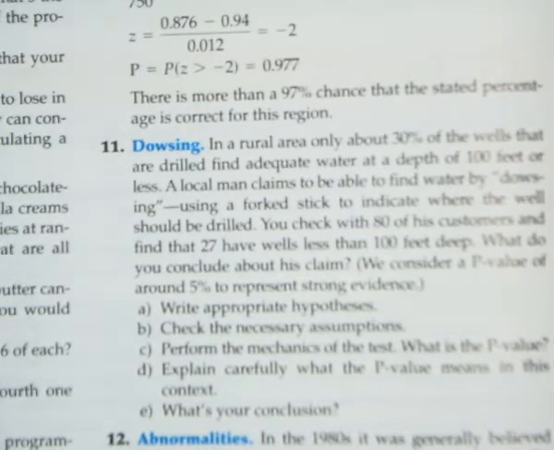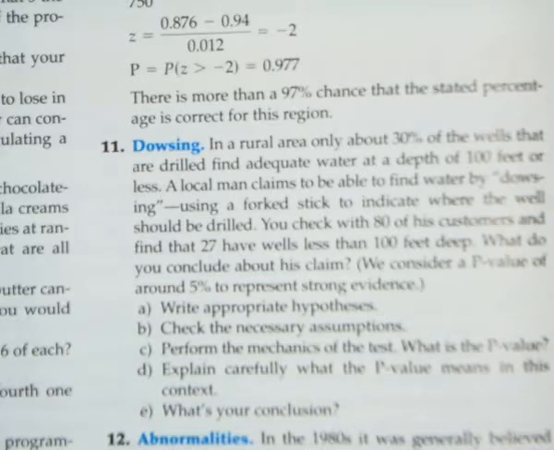Okay, so in a rural area, about 30% of wells that are drilled find an adequate water depth of 100 feet or less. A local man claims to be able to find water by dowsing, so he walks around with a stick, and apparently the stick shakes when he's over water, and he could tell when that happens. So you check with 80 of his customers and find 27 have wells less than 100 feet deep. What do you conclude about his claim?